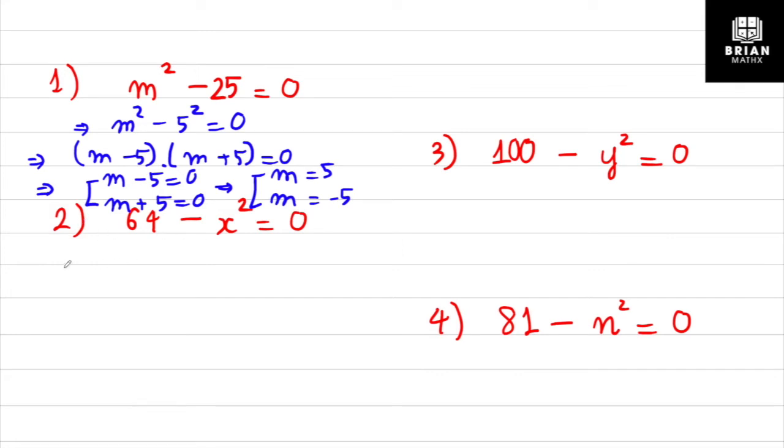How about question 2? So, okay, 64 minus h squared. 8 squared minus h squared equal to 0. So 8 minus h is the first bracket, multiplied by 8 plus h, the second bracket.